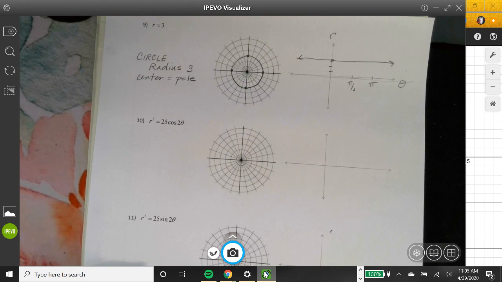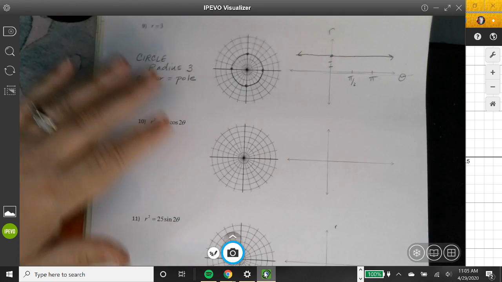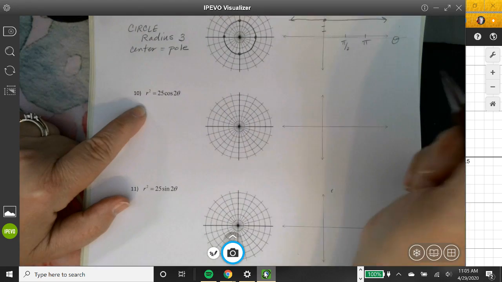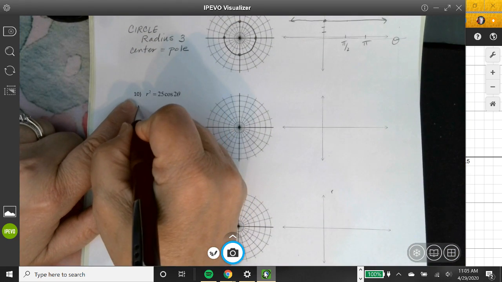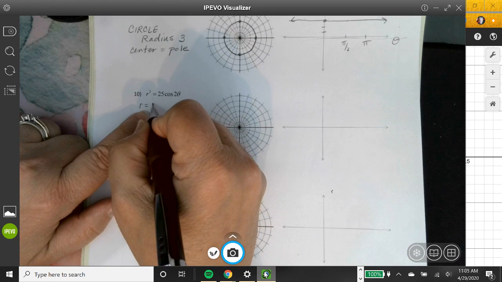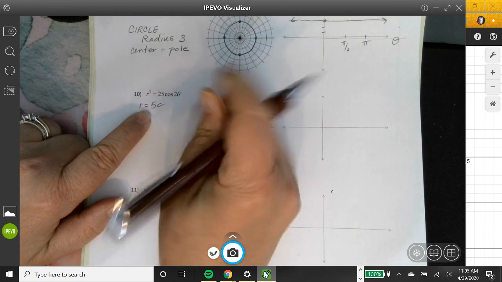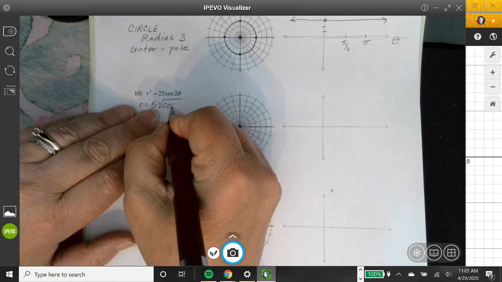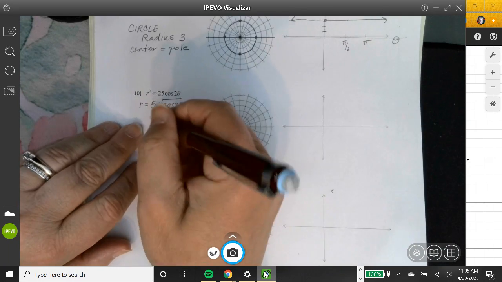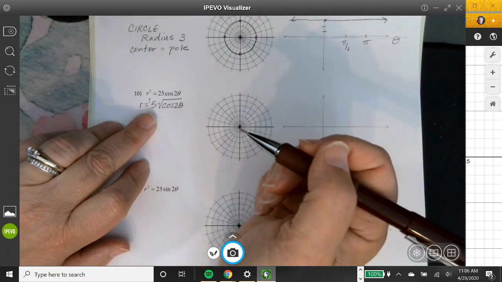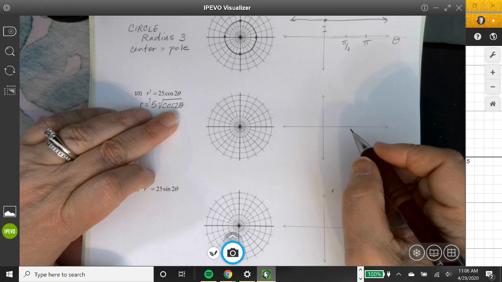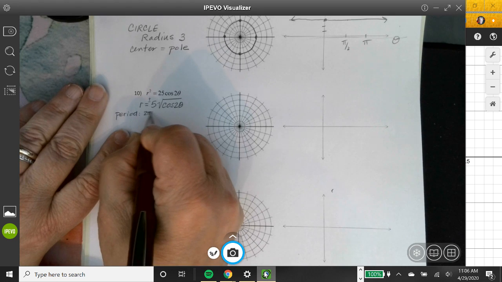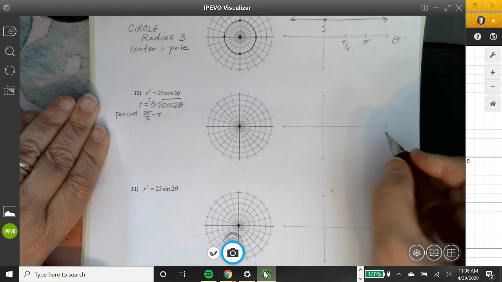Okay. Now, these are more interesting here. These curves here are squared. They're squared. All right, well, so let's see what r is if I take the square root of both sides. It would be 5 times the square root of cosine 2 theta. It would be plus or minus, okay? But we're going to deal with the plus first, okay? So this is cosine 2 theta. Remembering that the period factor here is 2, so the period is 2 pi over 2 or pi. Okay, so here's the period.